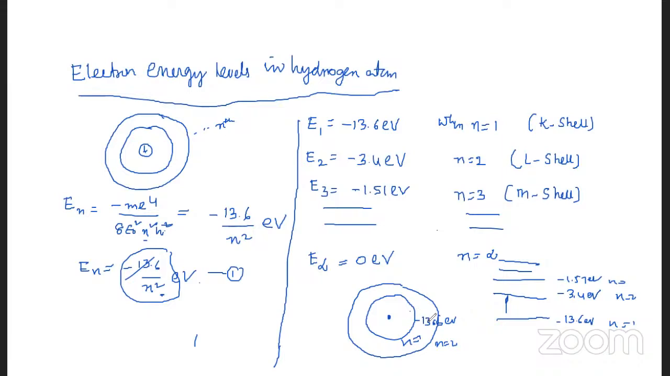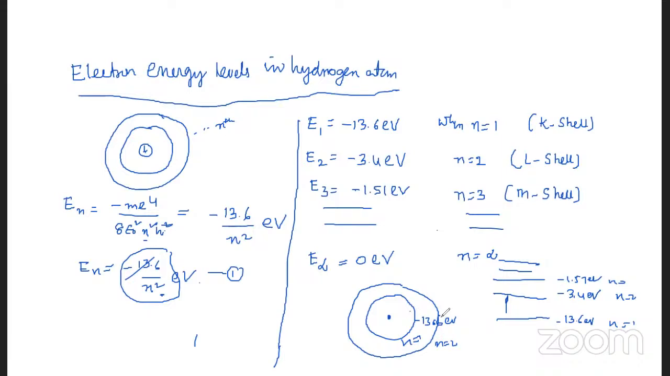The 13.6 electron volts is called the ionization energy of the hydrogen atom. In this way, the ionization potential of the hydrogen atom is 13.6 electron volts.